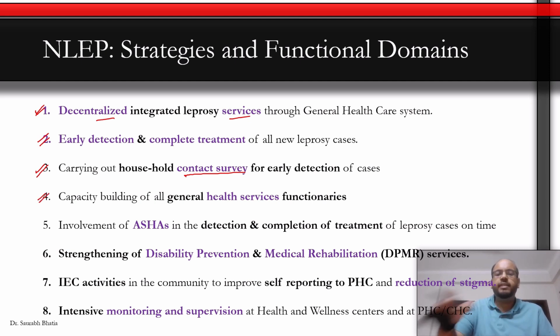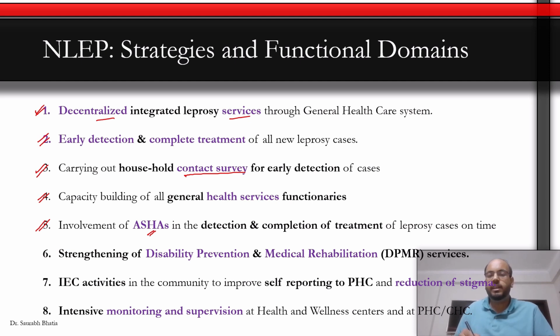Capacity building of all general health services functionaries. That is, you have to build the capacity: good hospitals, good service centers, good laboratories for testing, good drugs that can be easily distributed. Involvement of ASHA. Remember, APSULS was started in 2018-19. You have to involve ASHA workers because they work at the ground level, at the village level. They know a lot of people in the village and have better access to people who might not even know how to recognize leprosy. So we need to involve ASHA workers so that they can detect early and make sure the treatment is completed.